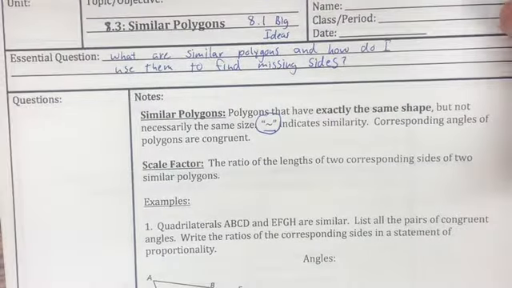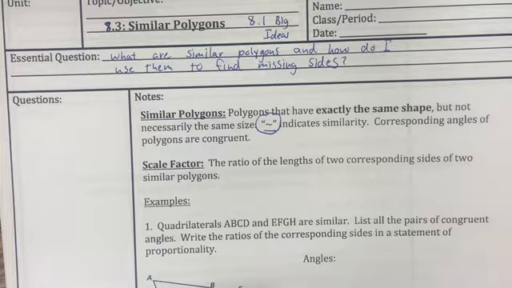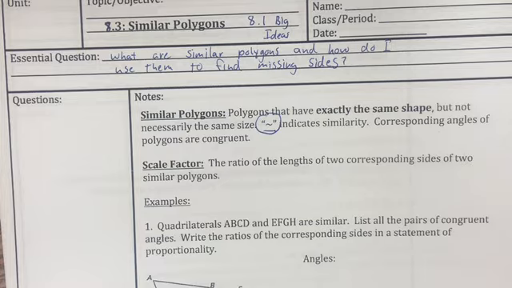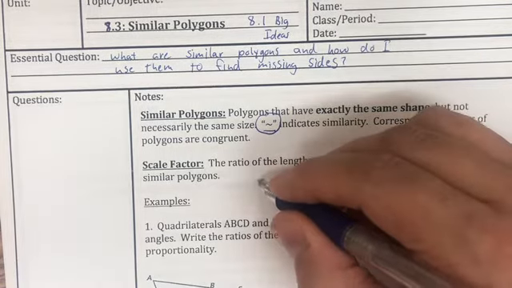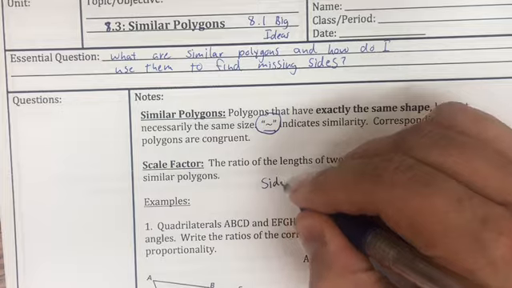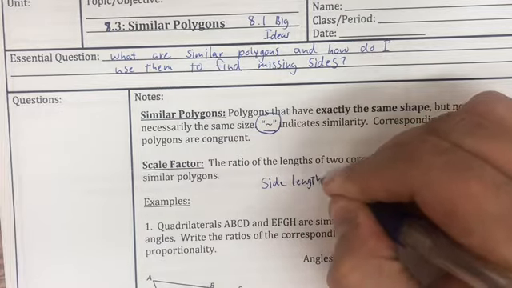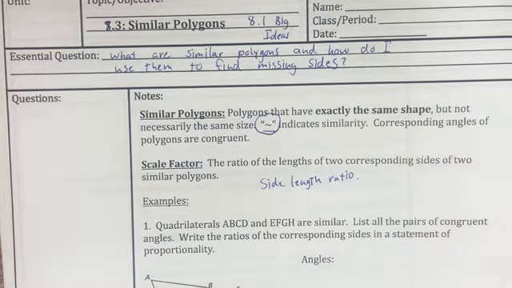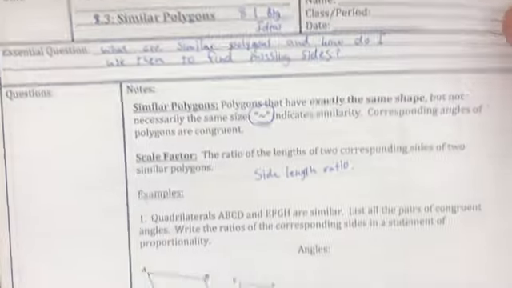The scale factor. That's an important piece for us. The scale factor is the ratio of the lengths of the corresponding sides. Okay, the ratio of the lengths of the corresponding sides. So I'm going to call that the side length ratio. As we work through this, we'll see that since the two polygons are similar, their sides are proportional in length. So we'll set up numerous proportions to find the missing sides using our scale factor.